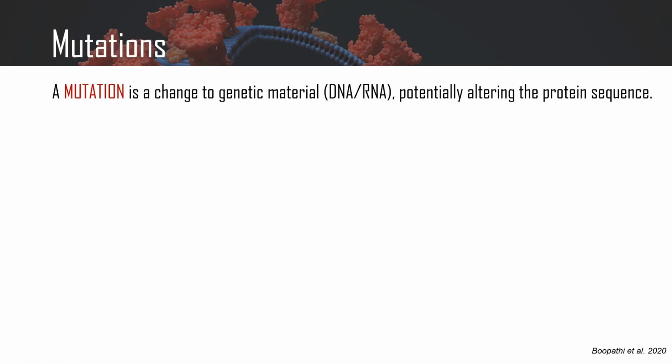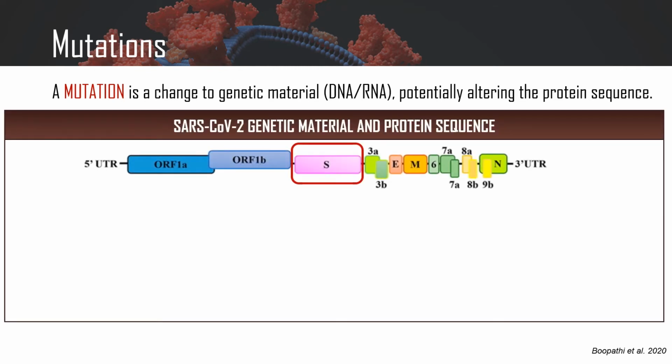So we've just talked about mutations. So what are they? A mutation is a change to the genetic material. It could either be DNA or RNA, and potentially that could alter the overall protein sequence. Now, the structure of the S protein here is shown, and this is, as I mentioned in the previous slide, the genetic material.